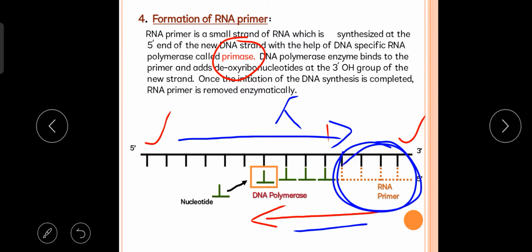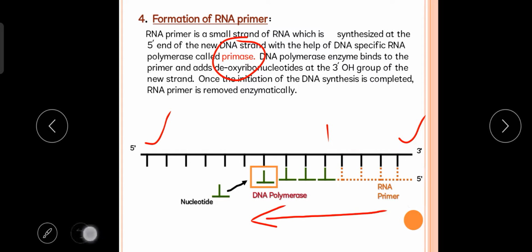So DNA polymerase binds to the RNA primer and it polymerizes the deoxyribonucleotides one by one. This way it elongates the chain of DNA. So this is the diagram where you can see clearly the position of the RNA primer and DNA polymerase.